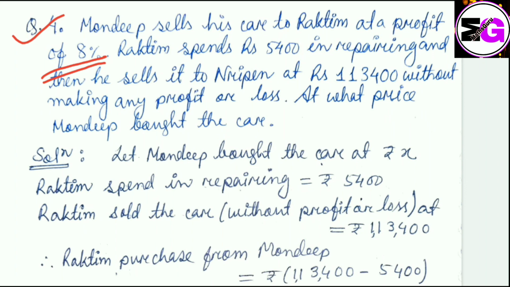Raktim spends rupees 5,400 in repairing, and then he sells to Nipen at 1,13,400 without making any profit or loss. Raktim's repair expense was 5,400. At what price Mandip bought the car?